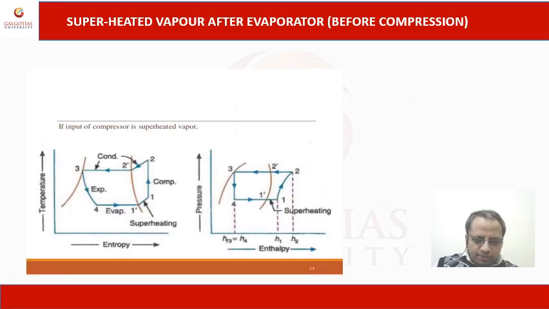Then a very specific condition: during the evaporation process, the refrigerant gets superheated, meaning before the compression. The compression is 1 to 2, but here we can see this energy interaction. So the refrigerant is getting superheated after evaporation or before compression. This is also possible. If we plot this triangle, we can estimate the degree of superheating before the compression.